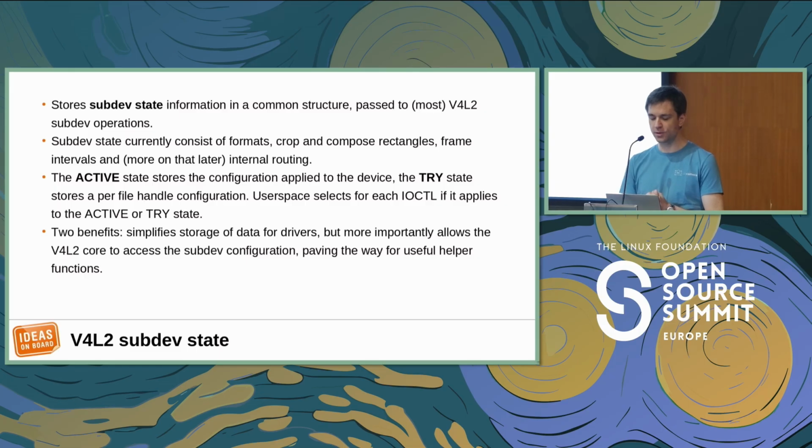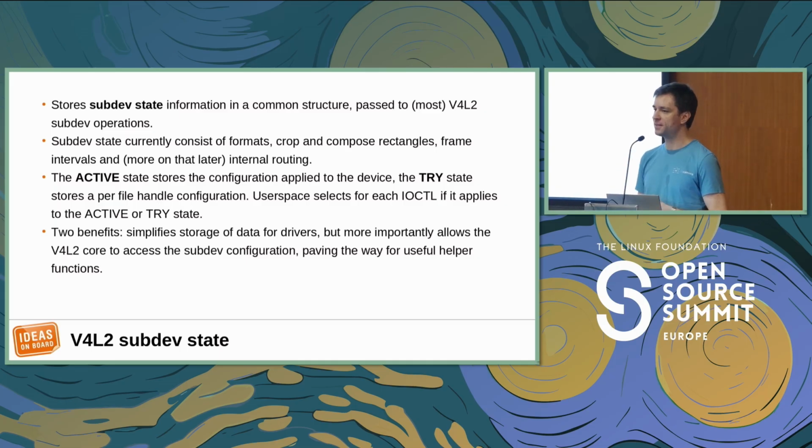And those subdev states exist in two forms. You have an active state, which represents the active configuration of the device, what the hardware is actually configured for. And you have a set of try states. The try state is something you get for free when you open a device in user space. It's a state like the active one that you can modify and query, but everything you do in there has absolutely no influence on the device. It's throwaway. It's for you to be able to try a configuration and see if it gets accepted, and how you need to adjust it to make it accepted by the driver.